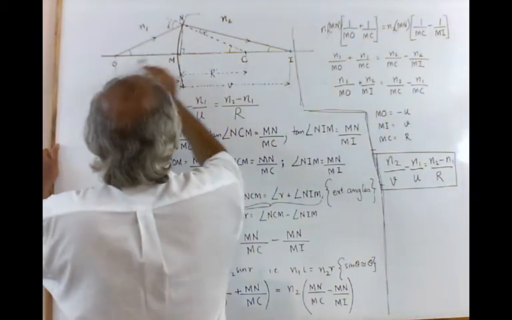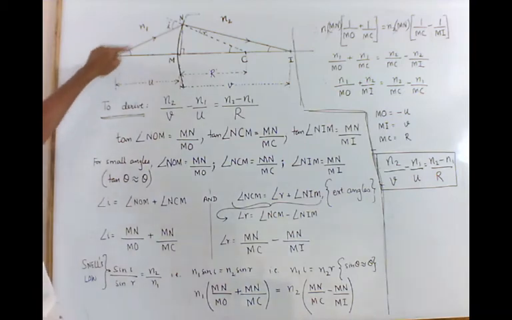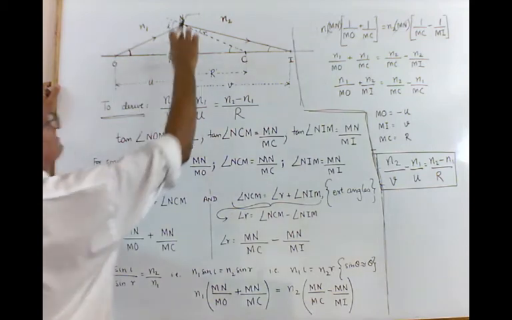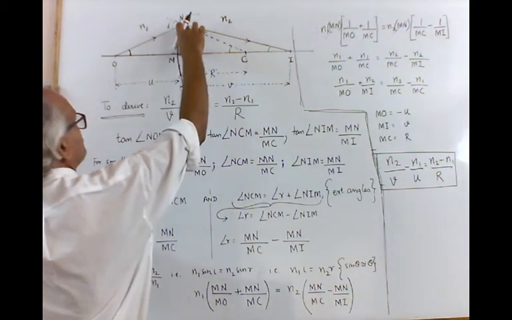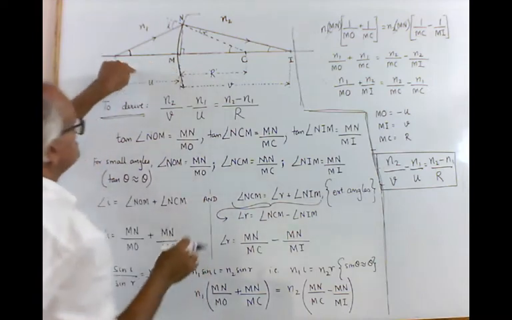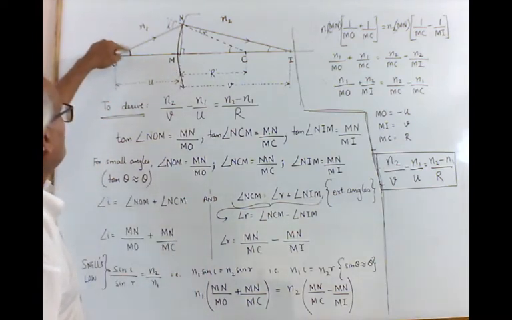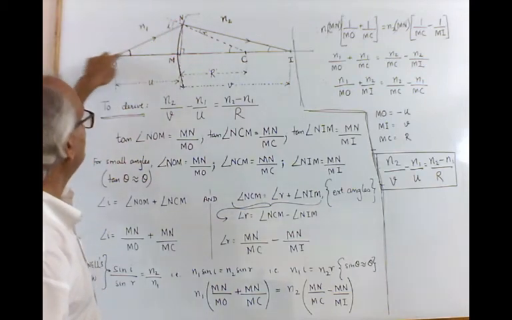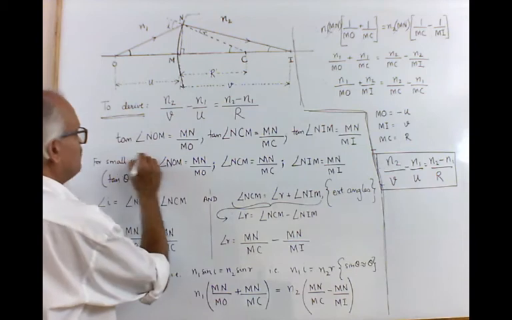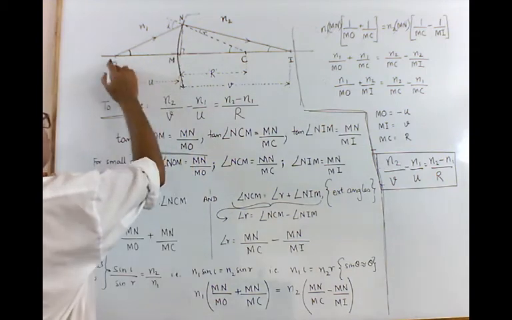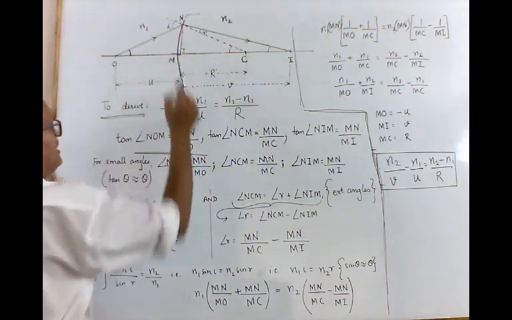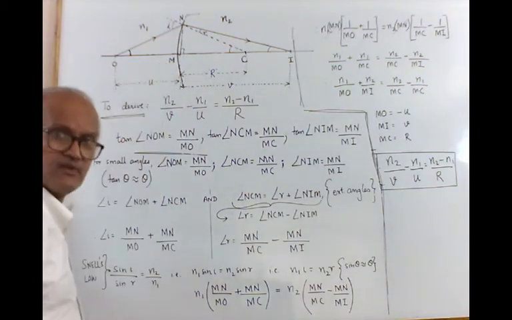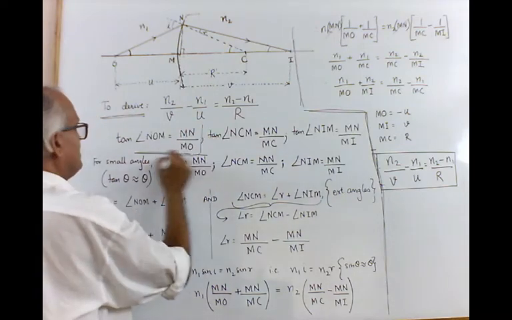Okay, in OMN triangle, if I look at angle NOM, for this angle, MN is the opposite side and MO is the adjacent side. So tan of angle NOM is equal to MN upon MO. That is what I have written over here: tan angle NOM is equal to MN upon MO. Okay, so that is one part written.